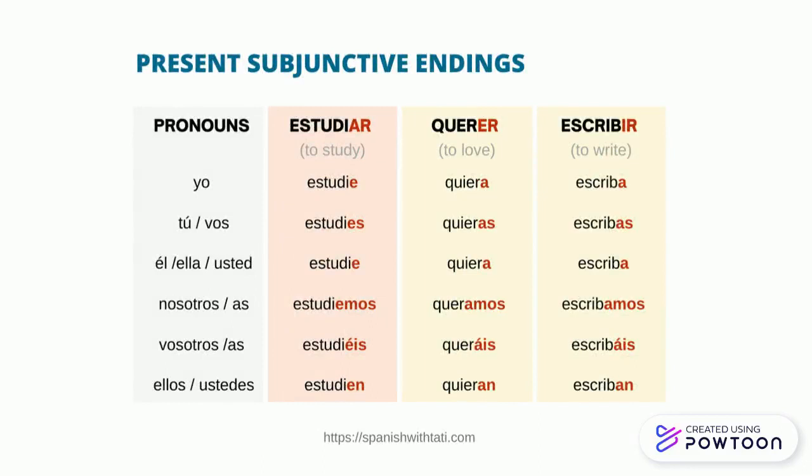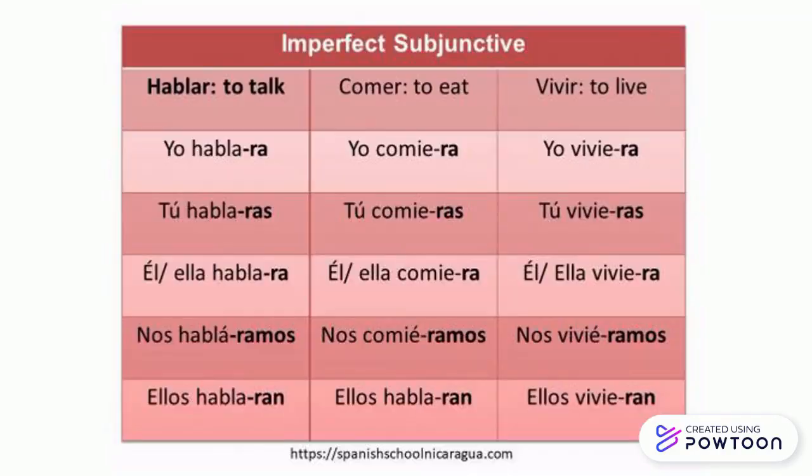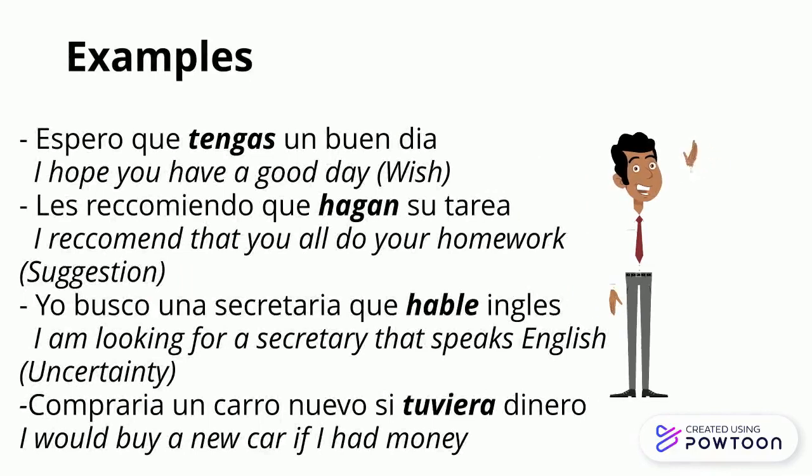So on this chart right here, you can see the conjugation rules for the AR verbs, the ER verbs, and the IR verbs. And looking at this chart, you might notice that the ER verbs and the IR verbs have the same conjugation rules, so make note of that. And then on the flip side, we have the imperfect subjunctive and the rules that are entailed in that.